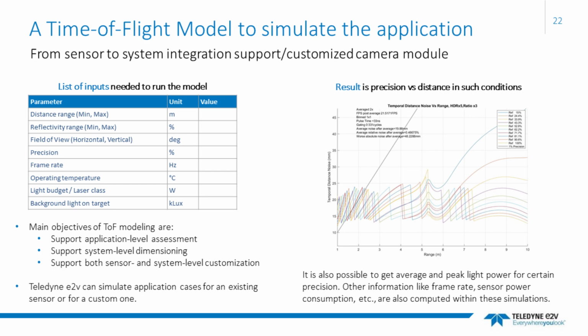That's why Teledyne developed a time of flight model to simulate the specific application of our customers based on their specific needs. The results of our model will give the precision versus the distance for all the reflectivities, the frame rate, and the average light power, which is required to fit with the requirements. The main objectives are to support our customers during their assessment and dimensioning phases, or to support them for customization, both at sensor and system level. We can simulate, of course, with our sensor, or for a custom one if necessary.